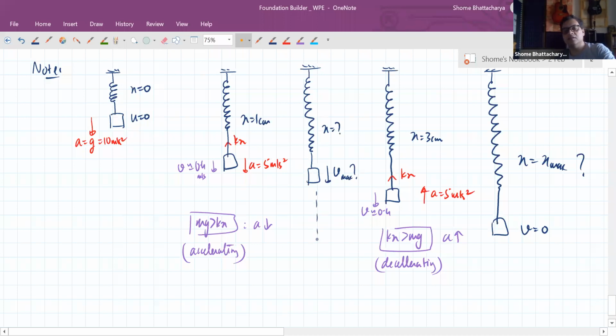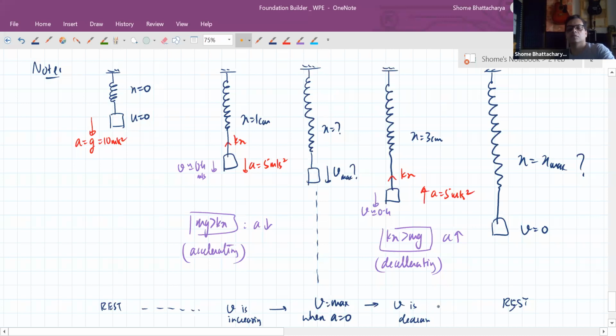So we'll also understand that v will be the maximum when acceleration is 0, because before that speed is increasing, okay, then it reaches the maximum value, and then after that the speed is decreasing till it comes to rest, okay. And it has started from rest like this, okay. And after that also the motion will again continue.